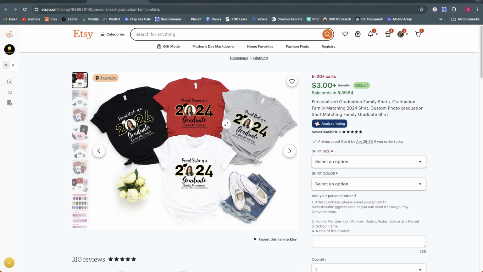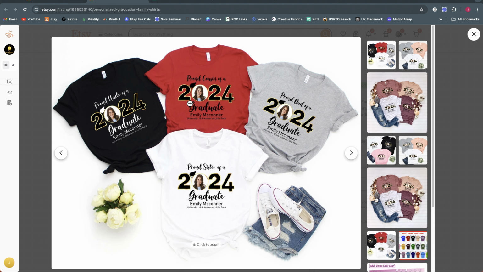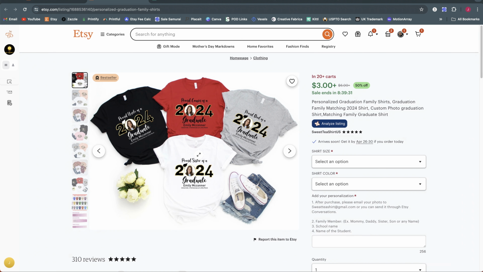So this is a personalized design, but notice what this seller is doing. They're offering multiple variations for the whole family here. You've got proud sister, proud cousin, proud dad, proud mom, proud uncle, the name, and you can even, the customer can provide a picture that gets put right in the middle in the zero there of 2024. So a very personalized design.